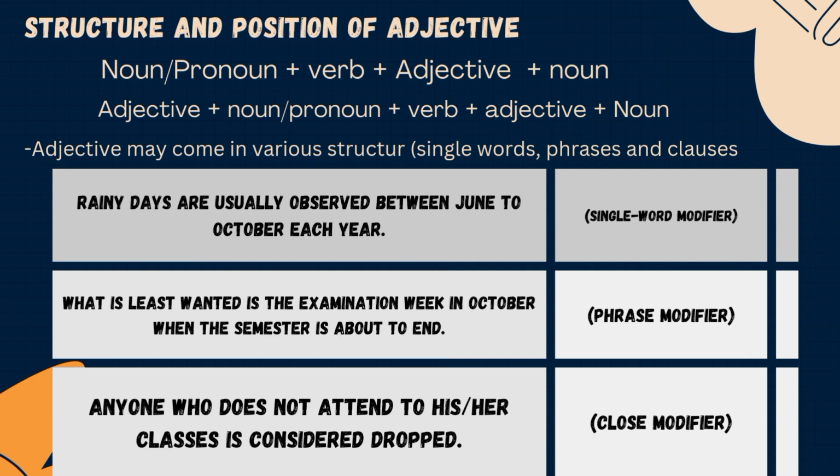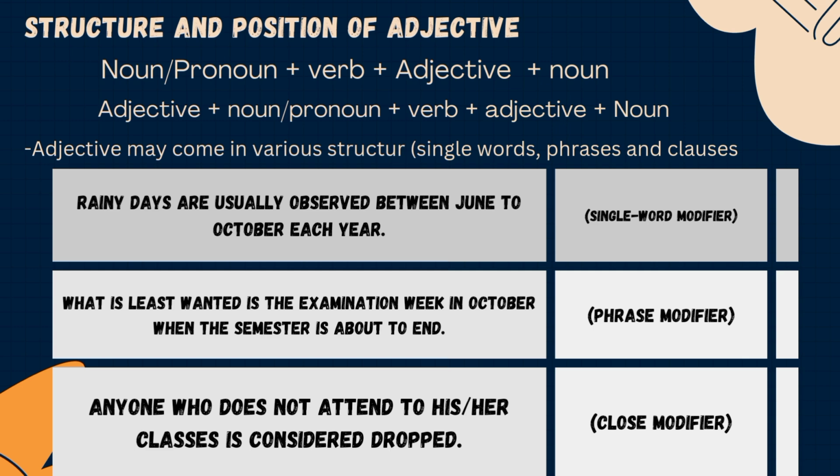So, narito ang mga basic structures. First is noun, pronoun, plus verbs, plus adjective, plus noun. Second is adjective, plus noun, pronoun, plus verb, plus adjective, plus noun. So, bukod dito, ang adjectives ay pwedeng gamitin sa iba't ibang form tulad ng single word, phrase, and clause.